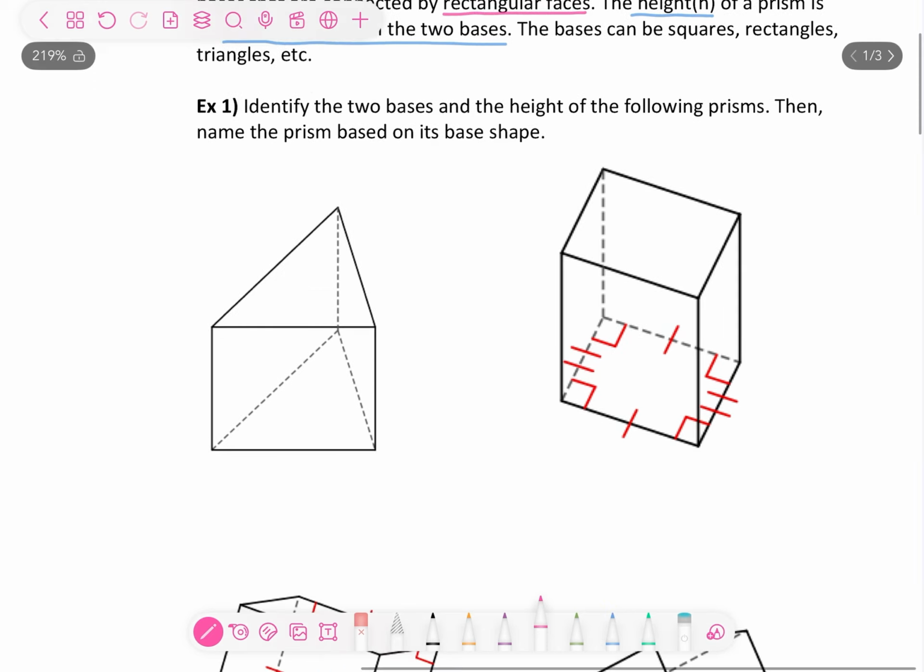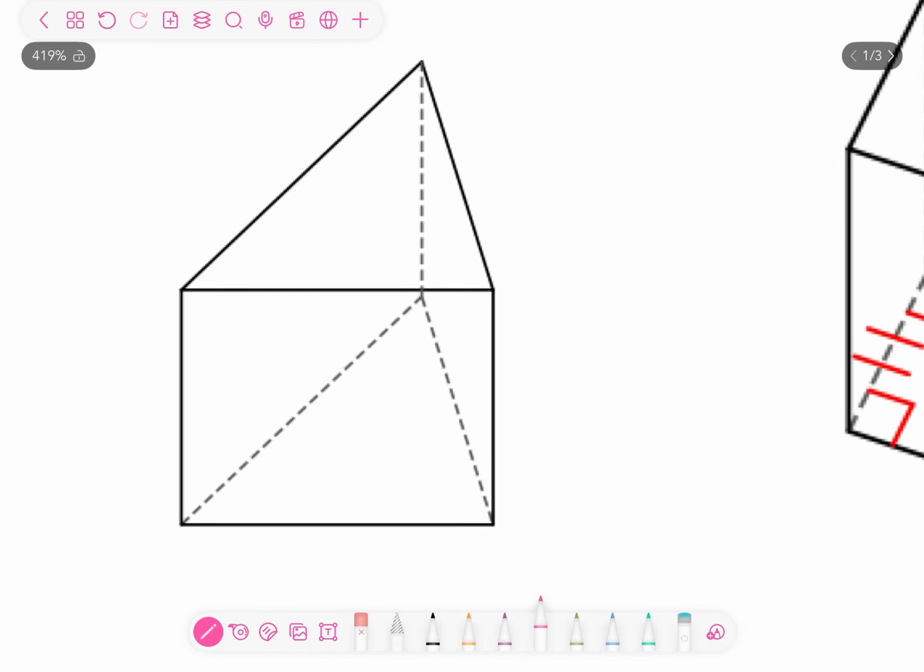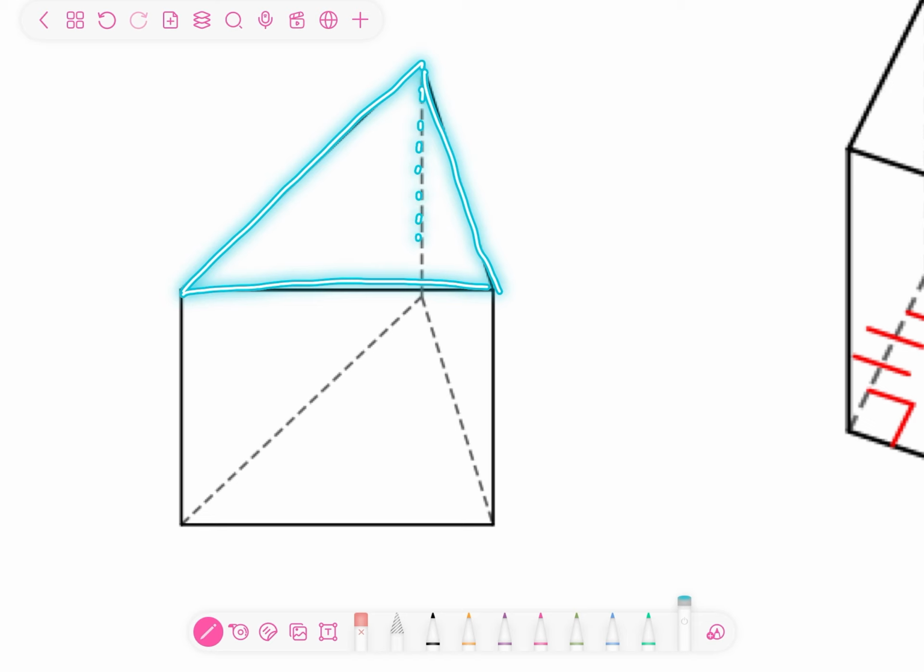First things first, if I look at my first prism here, notice that we have some solid dark lines and some dashed lines. Just keep in mind with three-dimensional figures, the ones that are solid are the ones that you can see, and the ones that are dashed represent something that is either behind or below, something that you can't actually see if you were looking at it straight on.